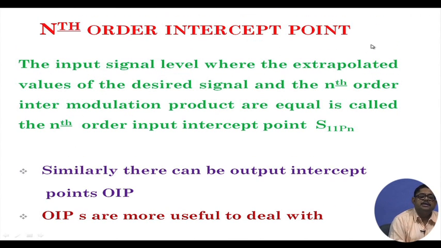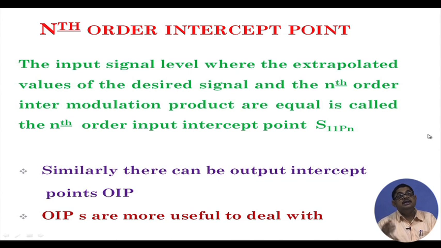Nth order intercept point, let us generalize the concept. The input signal level where the extrapolated values of the desired signal and the nth order intermodulation product are equal is called the nth order input intercept point, SI P1. It is a signal level, that is why we are designating it by S. But what is the concept?